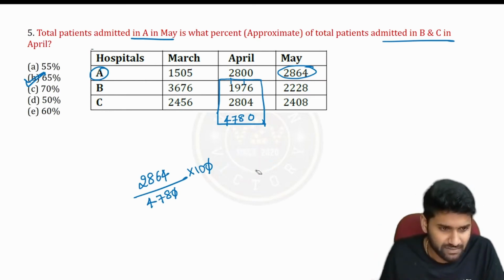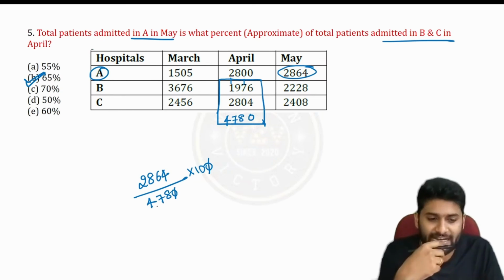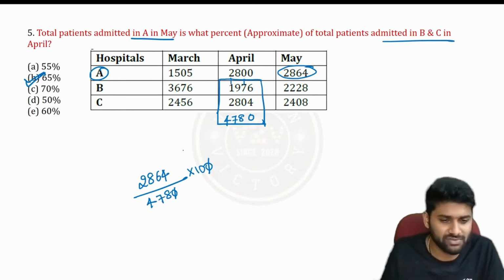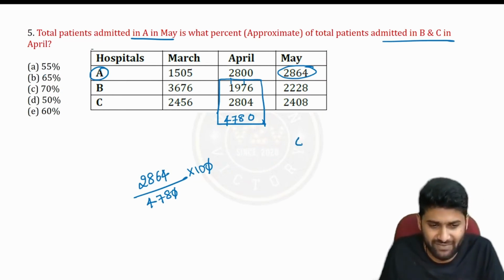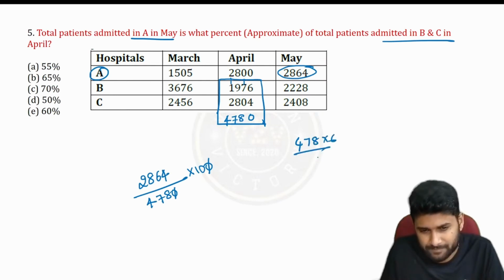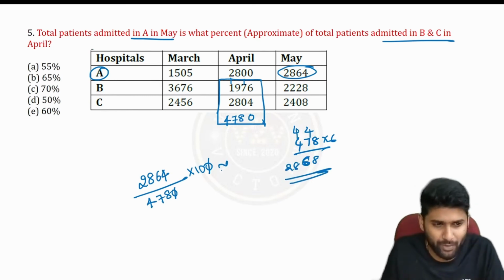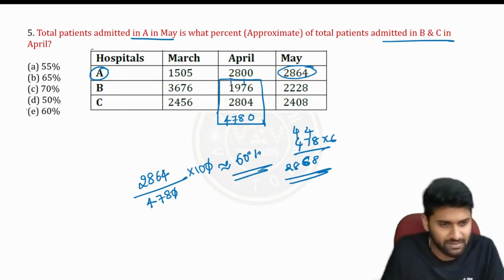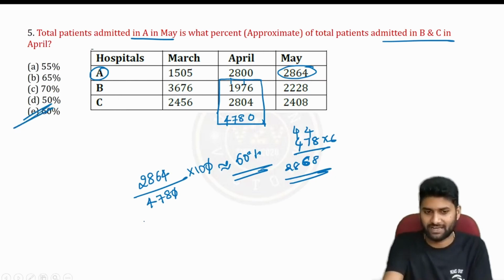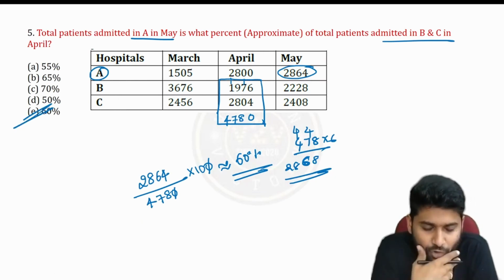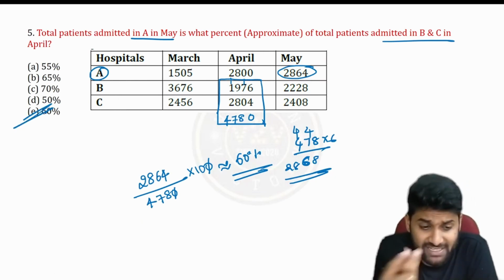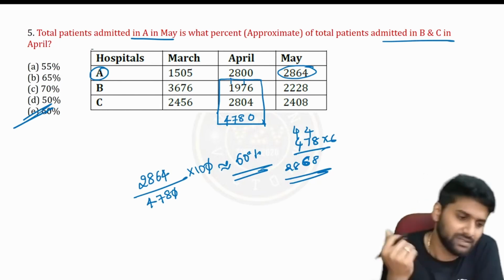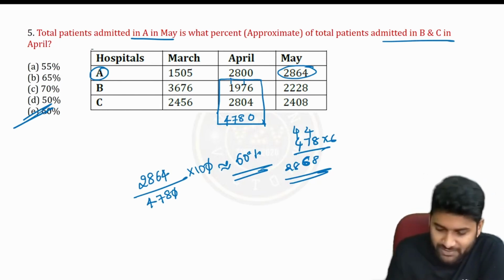Give me a second. Okay, it's 478, right? So sorry, it's not 65, because it exceeds the value. Sorry, it's 2868. So approximately it's 60%. So it's not 65, guys, it's 60%. Right? Because it's 478, so don't consider it as 400. If it is 400, we are almost decreasing by 70 or 78 units. So here the total approximate value is 60%.